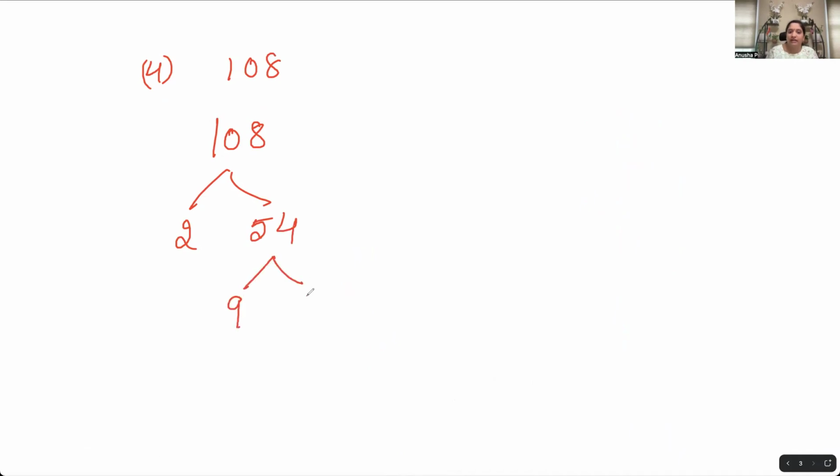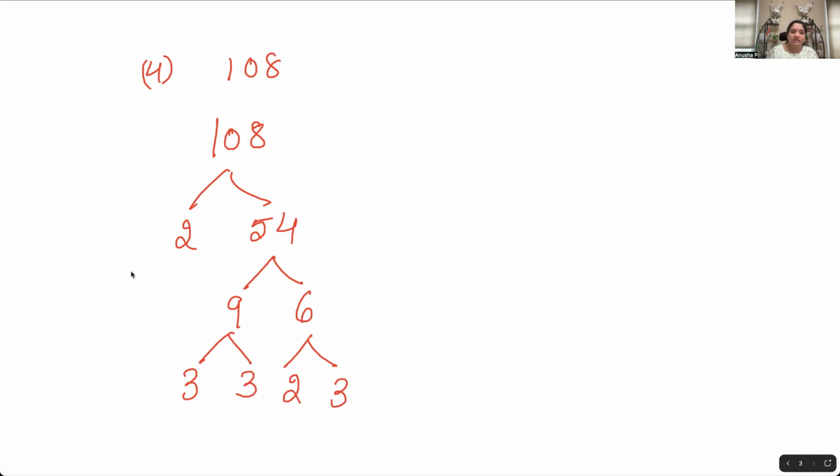Fourth example, 108. 108 is an even number. We can write 2 times 54. Again, 54 we can write as 9 times 6. But 9 is not a prime number. It has factors. So we have to do 3 and 3. Now 3 and 3 are prime numbers. You can leave it here. 6 is again 2 times 3.